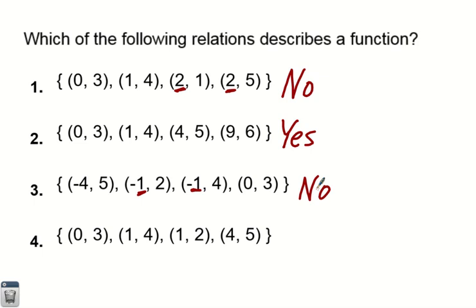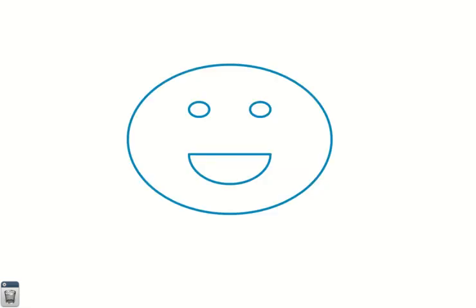-4, -1. Oh, sorry. Can't have repeat x's. 0, 1, can't have repeat x's. So that's a no. And that is section 3.3a.